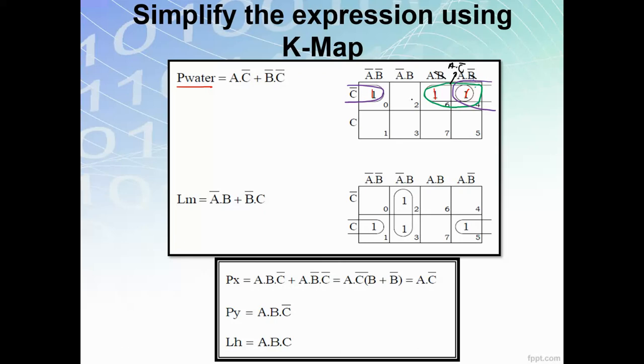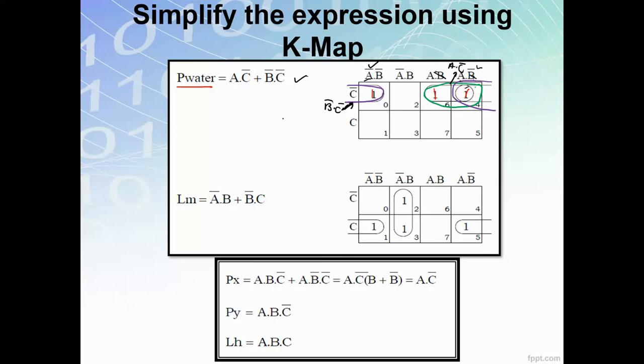Okay, and then the purple loops, you have A dot B bar here and then A dot B bar. So you eliminate the A and A bar, and then we have B bar and C bar. So this loop actually is B bar dot C bar. So now the P water expression is A dot C bar plus B bar dot C bar.